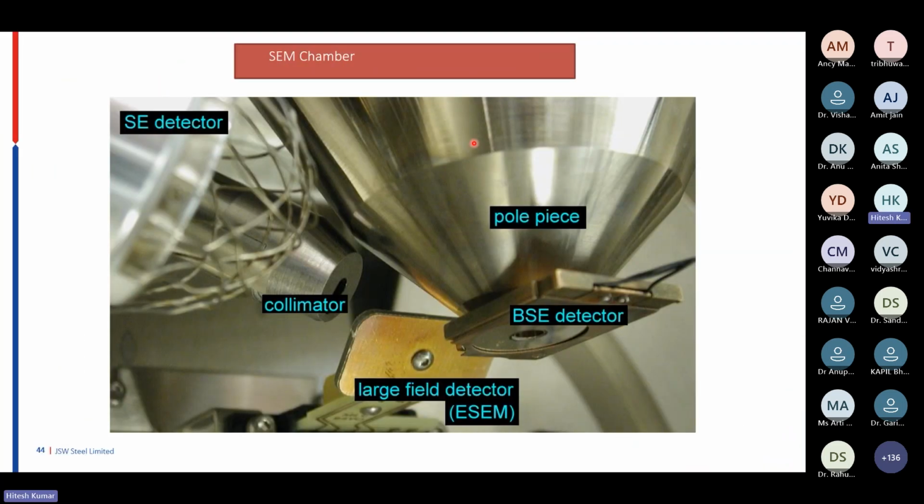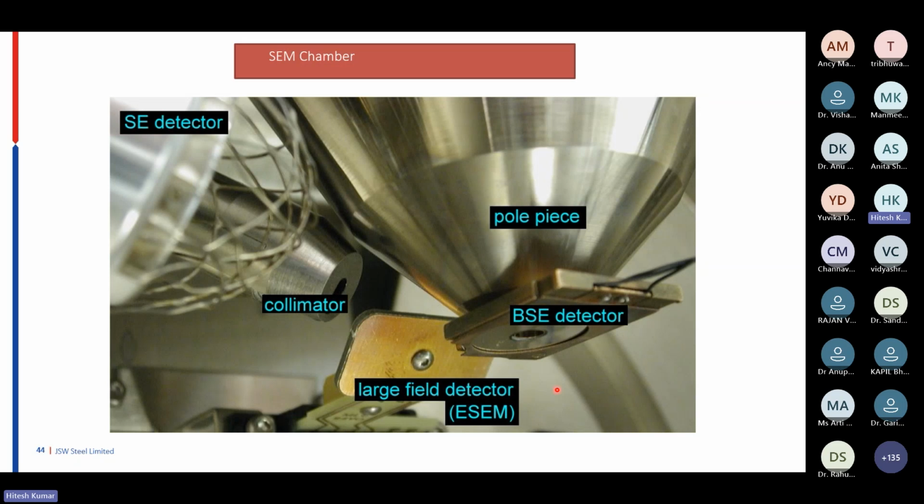So this is the inside chamber of your electron microscope. This is your pole piece from which the electron beam is bombarded on your sample. This is the backscattered electron detector. Then there is a large field detector for the ESEM. ESEM is basically environmental scanning electron microscopy.